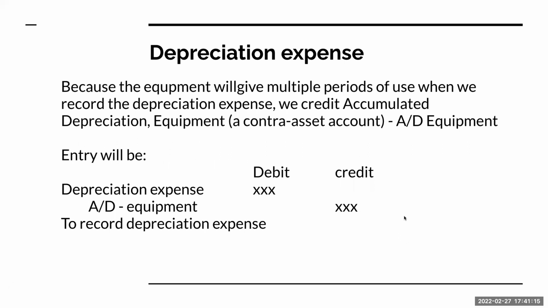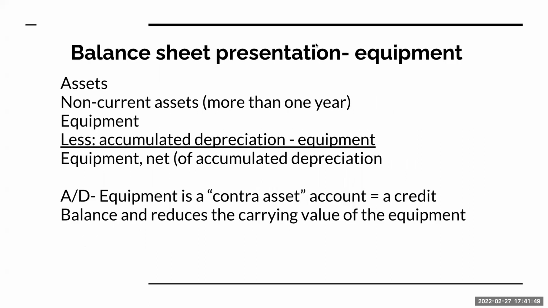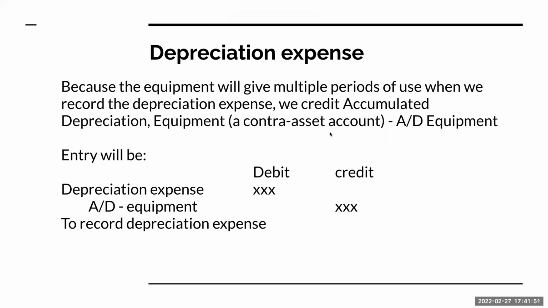Now, because this equipment is going to be giving us multiple periods of time, this is always going to be shown as a non-current asset. So when we record the depreciation expense, we know that, hey, DC, ER, we always record expenses with debits. So we're going to debit depreciation expense.